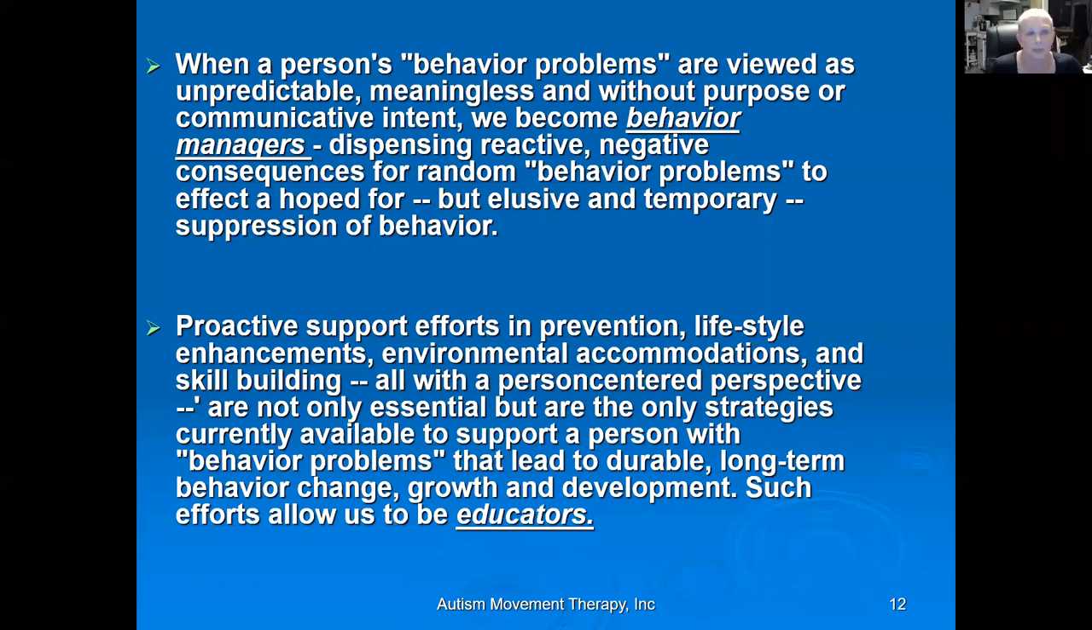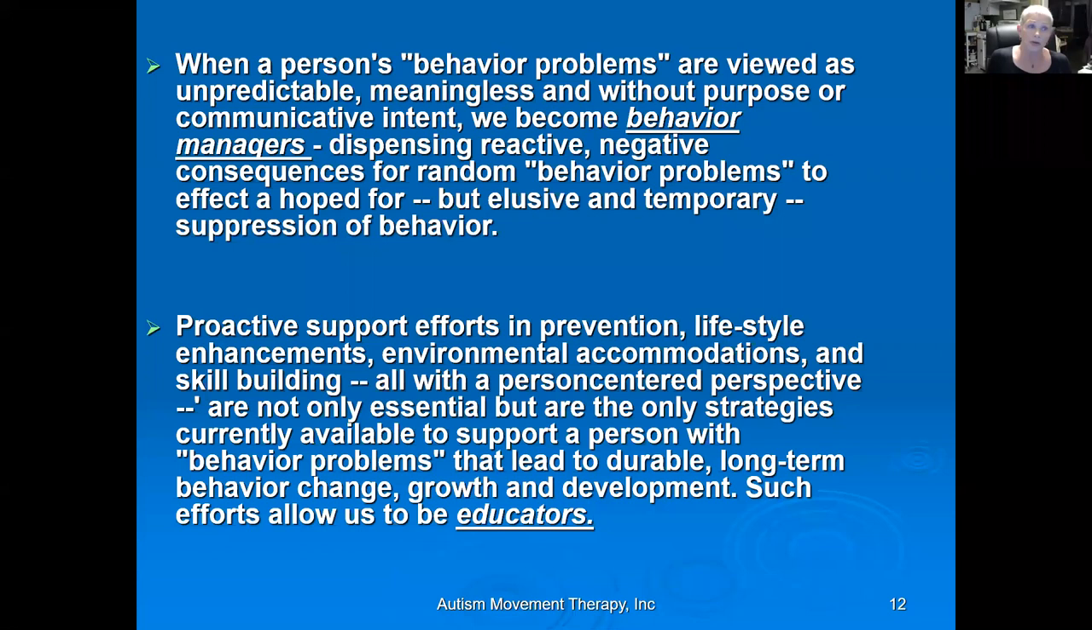We want proactive supports and efforts in prevention, lifestyle enhancements, environmental accommodations, and skill building, all with a person-centered perspective. We're not only essential, but are the only strategies currently available to support a person with behavior problems that lead to durable, long-term behavior change, growth and development. So that allows us to be educators and parents with our children, and allows us to live in an environment in our home that we can live with, that we're happy with, that the dynamics of the family are working. Because we all know that a child with autism can change the dynamics of a family.